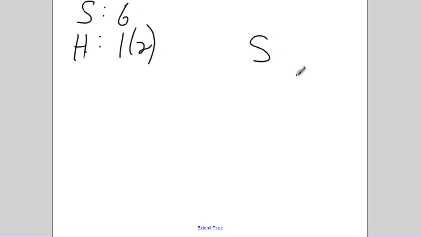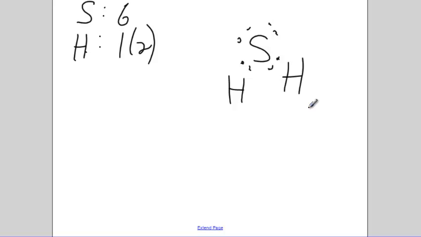Now, if there's a permanent dipole, for example, H2S, S has 6 electrons, 6 valence. H has 1 valence. If there's 2 of them, it's going to look like this. With 8 to play with, it looks like that. These lone pairs on the S make it not symmetrical. It's what they call bent. Okay? So it's not symmetrical. It has these lone pairs.